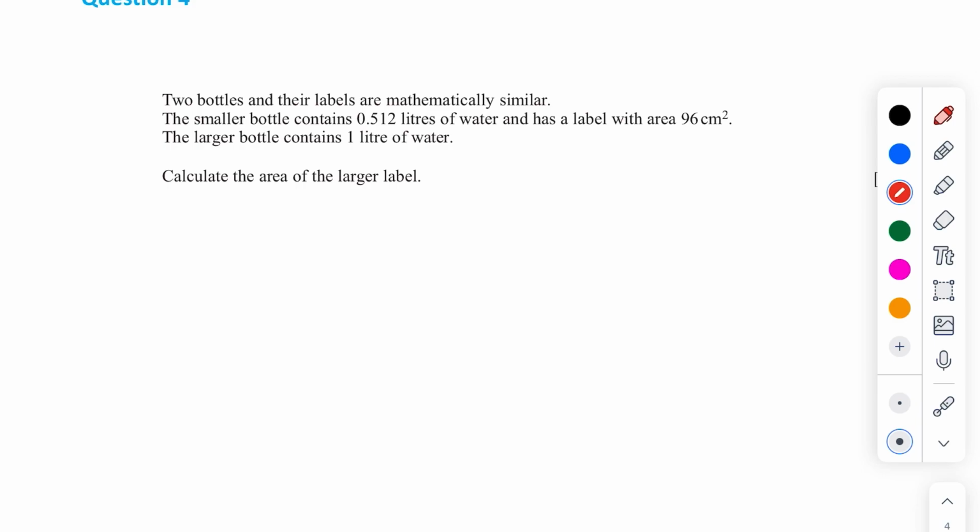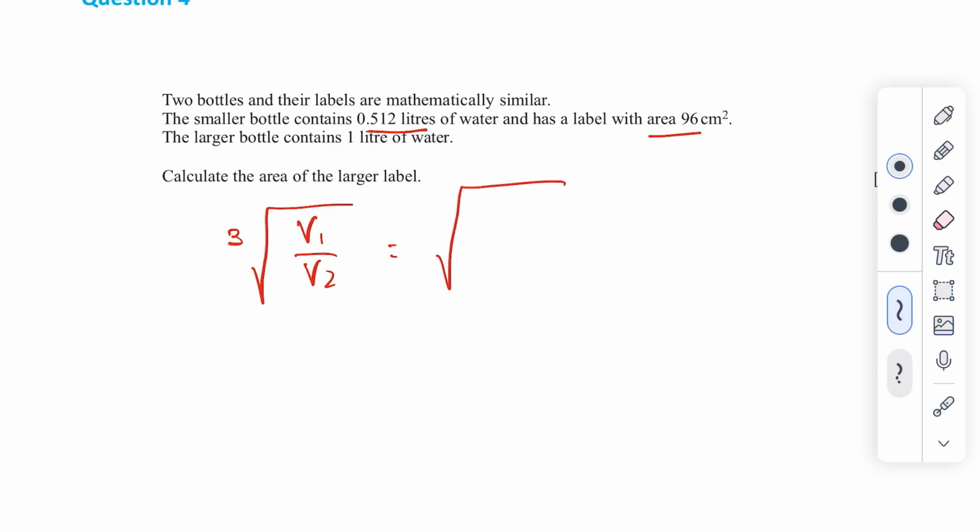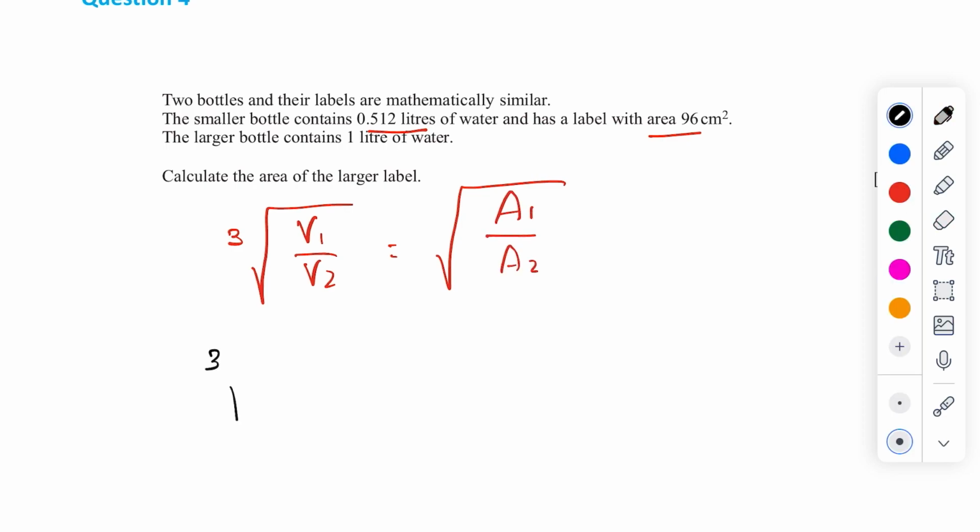Question number 4. Two bottles and their labels are mathematically similar. The smaller bottle contains 0.512 liters of water and has a label with an area of 96 centimeters square. Here we are dealing with volume and area. So the formula is: cube root of volumes should equal square root of areas. So square root of area 1 upon area 2. So cube root of volume 0.512, and the volume of the larger bottle is 1 liter, equals square root of 96 upon A2.